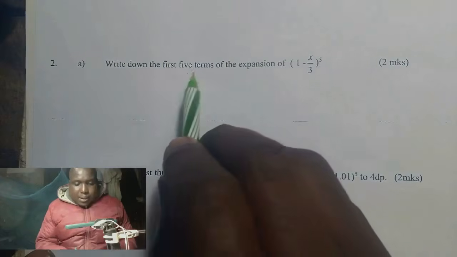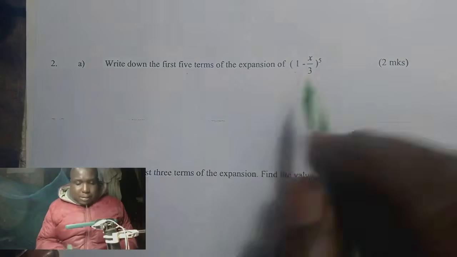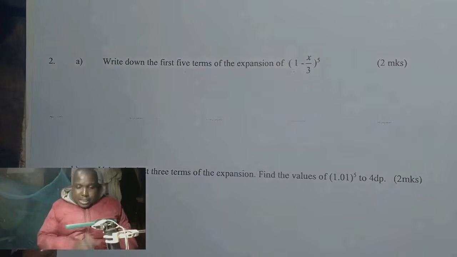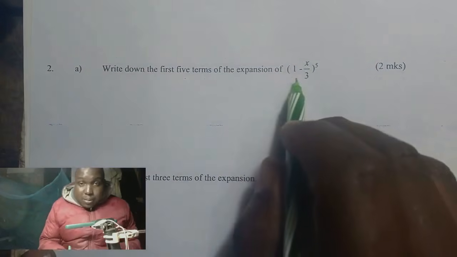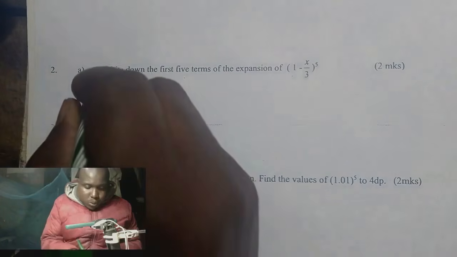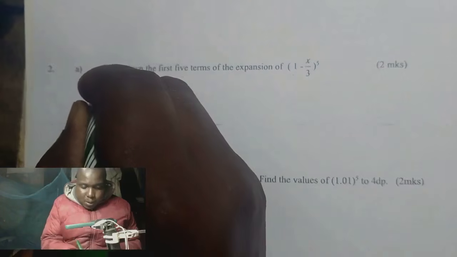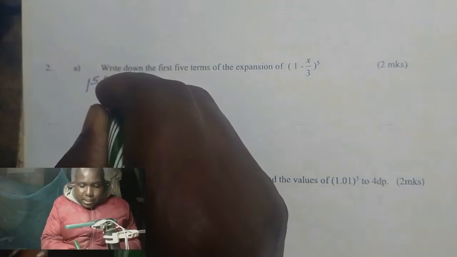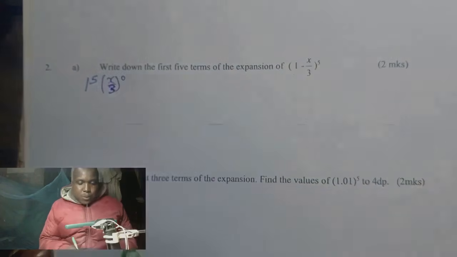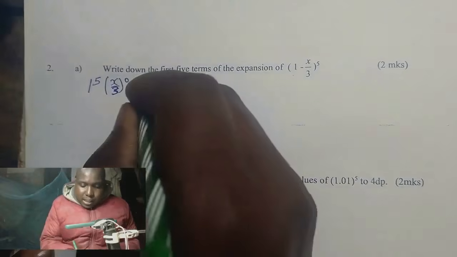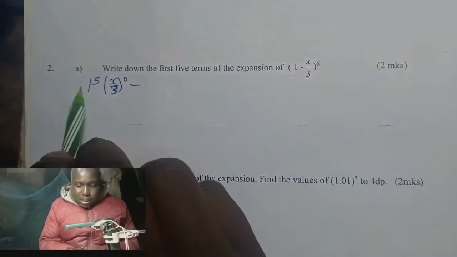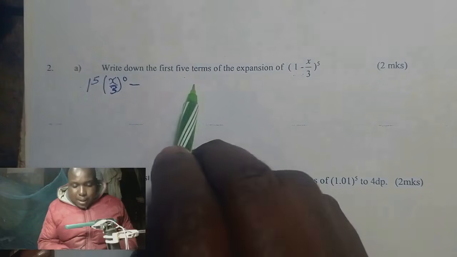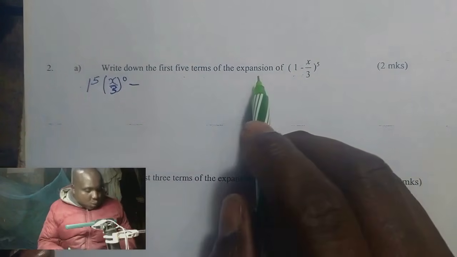Write down the first 5 terms of the expansion. Let us expand this one. You start with the first term, so it's going to be 1 raised to power 5. And then the second term, you open bracket, x over 3 raised to power 0. Then, because it is subtraction, we start with positive, minus, positive, minus, positive, minus as it moves on.